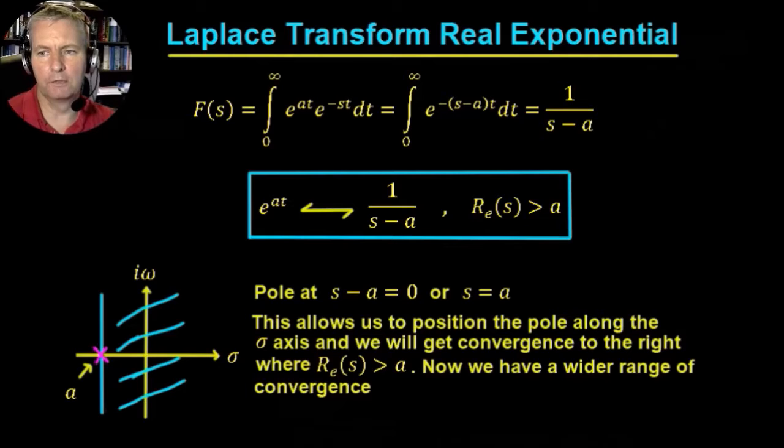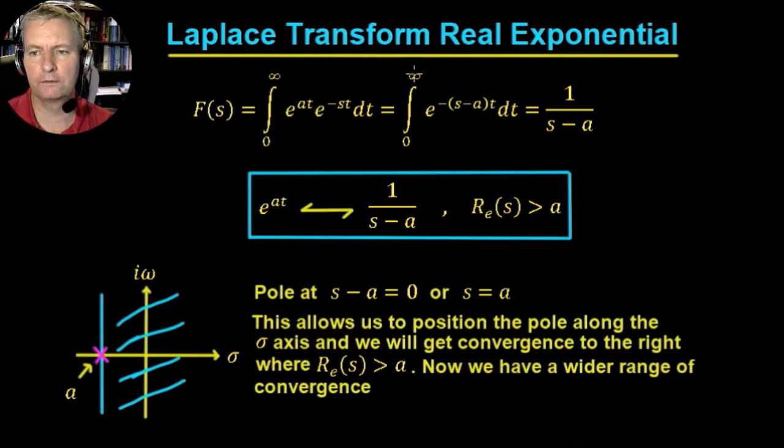So now let's look at the Laplace transform of the real exponential. The exponential is going to be this function here, e to the at, so it's a real exponential because a is a real number. So to find the Laplace transform, we've got F of s is the integral from 0 to infinity of our function e to the at times e to the minus st dt.